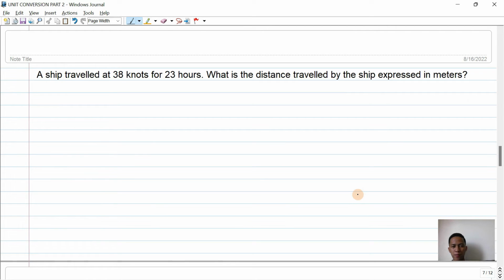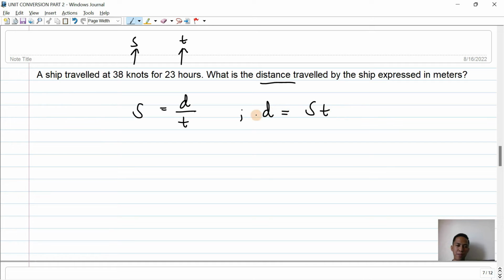So a ship traveled at 38 knots for 23 hours. What is the distance traveled by the ship expressed in meters? Okay, so itong knots guys is a speed. Itong 23 hours is time. So ang hinahanap natin guys, distance. So from the concept of speed, it is distance over time. So therefore, we can say that distance is just equal to speed times time. Okay? So ang question dito is how can we convert, or ano yung equivalent unit for knots?